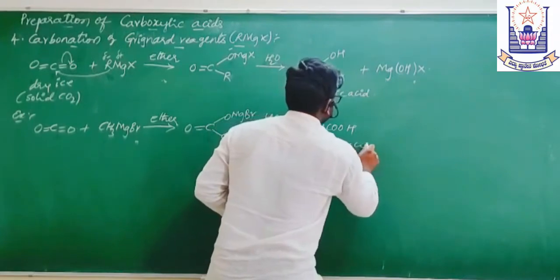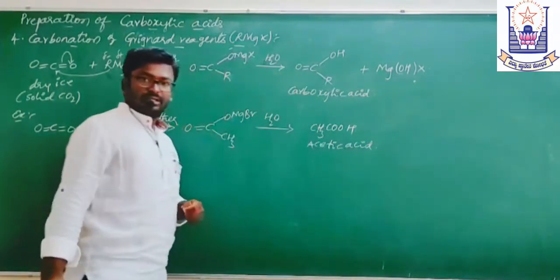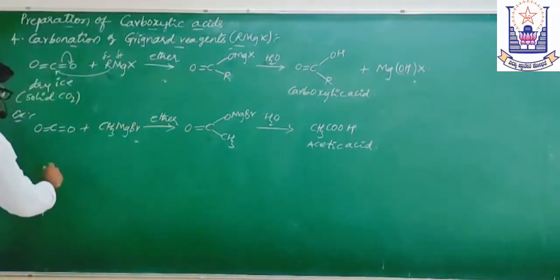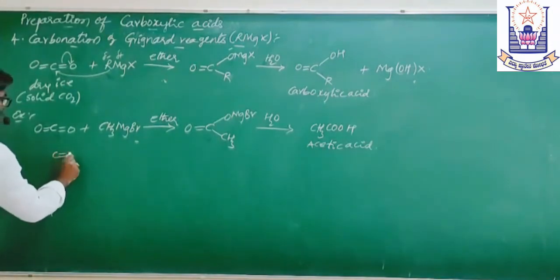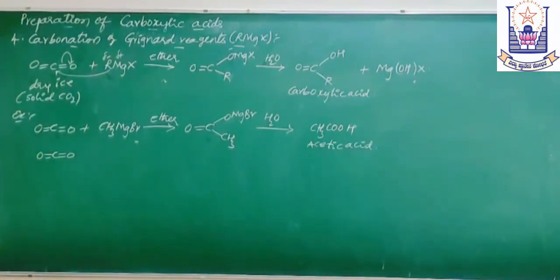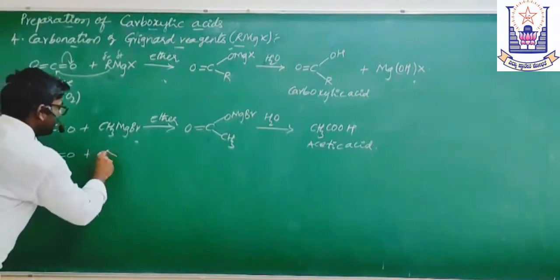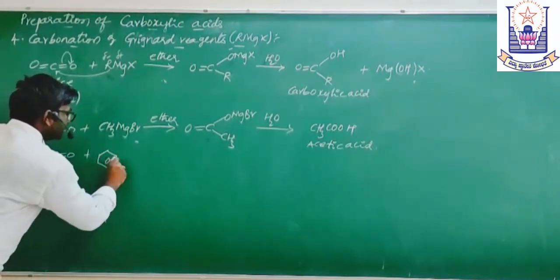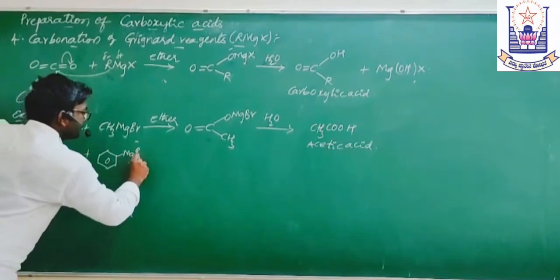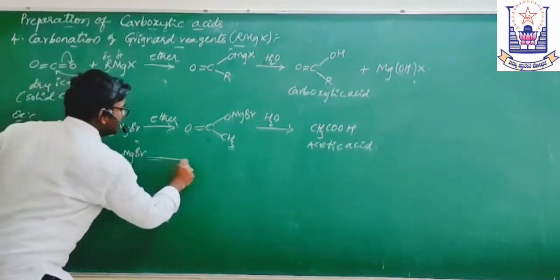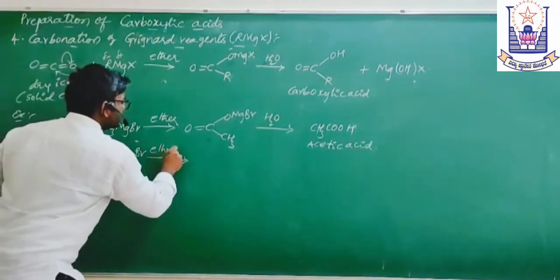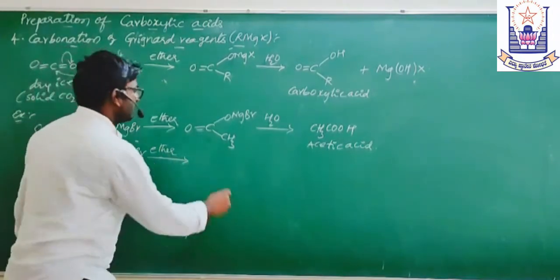Acetic acid is the product. Okay, and similarly, when you take dry ice and treat this with C6H5, or benzene, you may have benzene or C6H5. What happens? This takes place in the presence of ether as the medium.